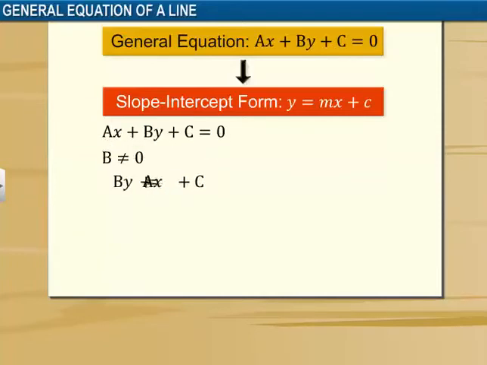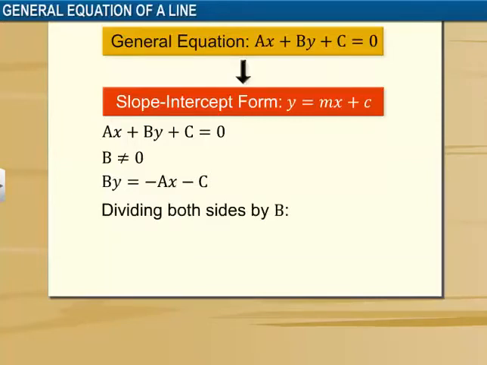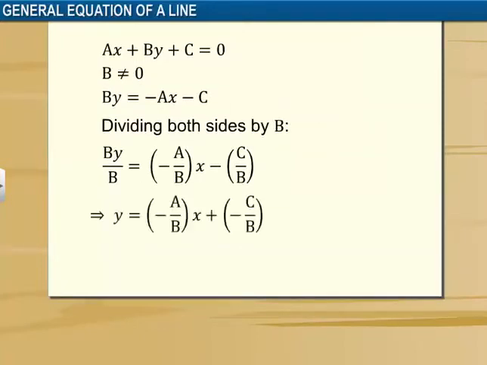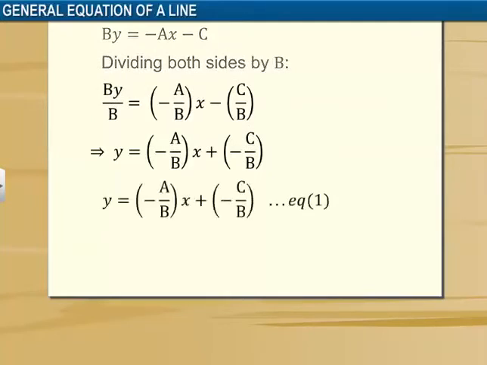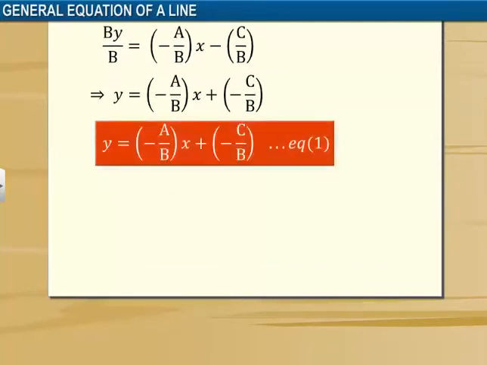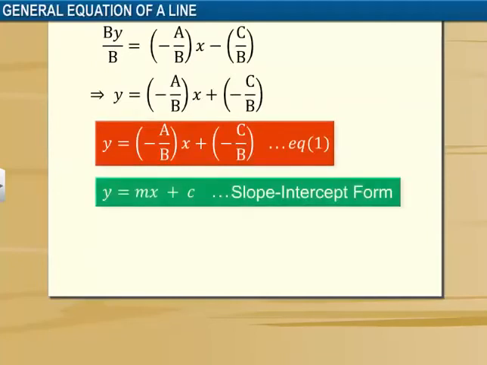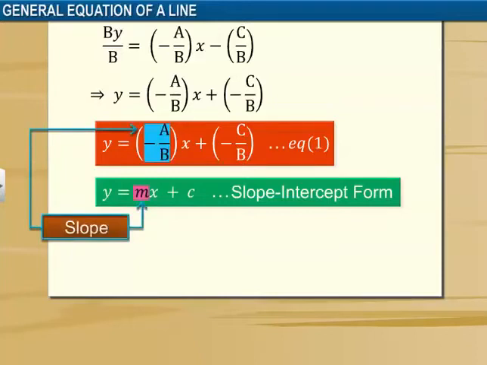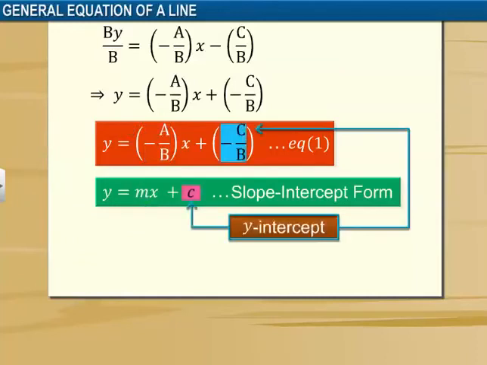Rearranging the terms in the general equation, we get by is equal to minus ax minus c. Dividing both the sides of the equation by b, we get y is equal to minus a upon b into x plus minus c upon b. Equation 1 is similar to the slope-intercept form of the equation of a line, where the slope m of the line is given by minus a upon b, and the y-intercept c is given by minus c upon b.